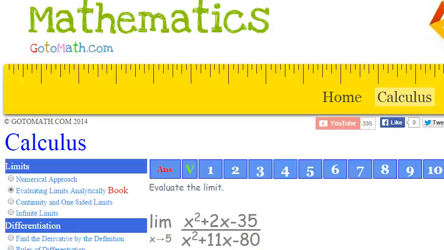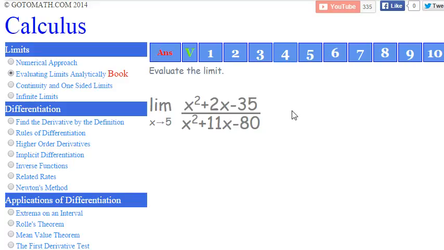So the topic is evaluating limits analytically, and we're looking at this particular problem here. We've got the limit as x approaches 5 of x squared plus 2x minus 35 over x squared plus 11x minus 80. So if you've worked any of the other problems, we know that we end up taking this 5, do the direct substitution, we get 0 over 0.